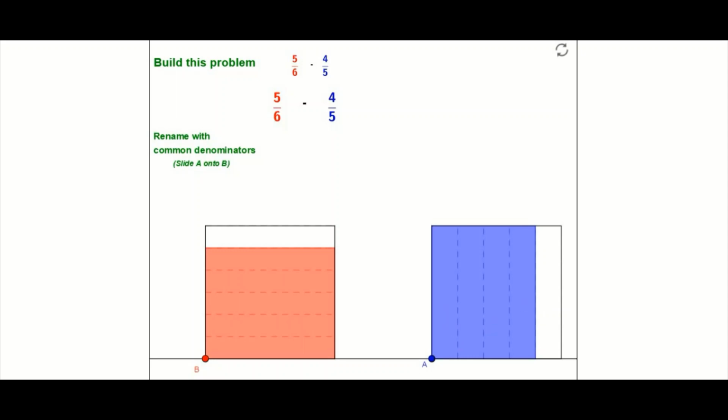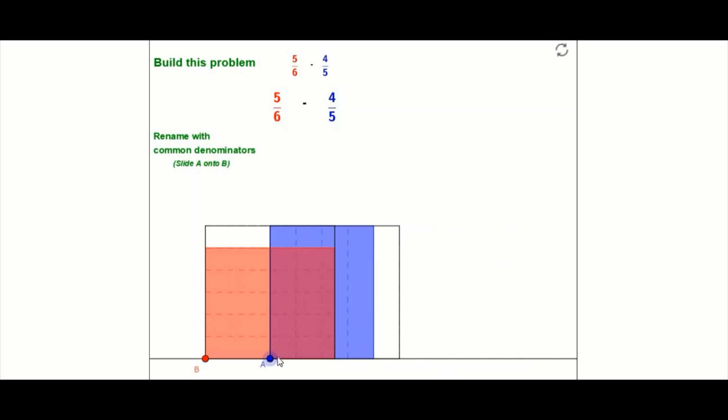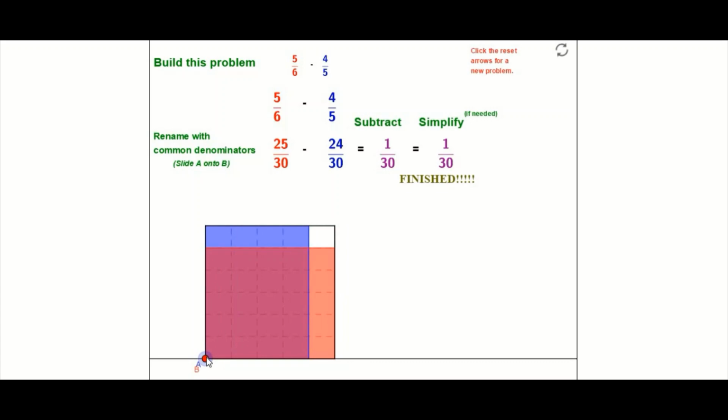Now I'm going to combine both rectangles, right? Based on your observation, you can realize that the number of equal parts is now changed when I combine both fractions, right? So I now have a total amount of 30 equal parts. As you can see, I have 1, 2, 3, 4, 5, and I have 1, 2, 3, 4, 5, 6. So 5 sixes is 30, right?